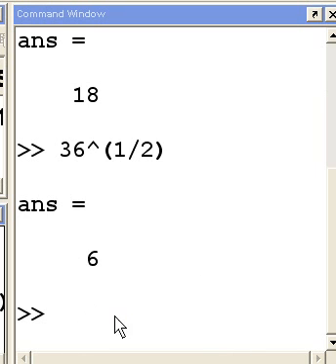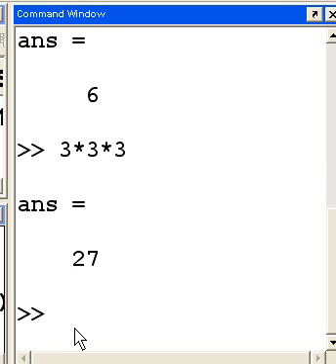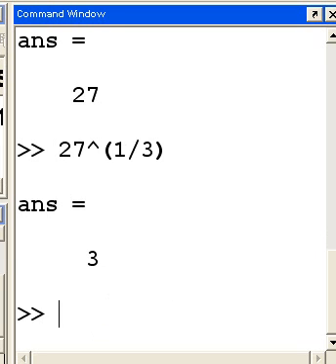Okay, let's do another example. 3 times 3 times 3. That is 27. 3 raised to the 3 power gives me 27. 3 times 3 is 9 times 3 is 27. So now I take 27 and I raise it to the, within parentheses, 1 over 3 power, and I will get back my 3. And there it is. What do you know?